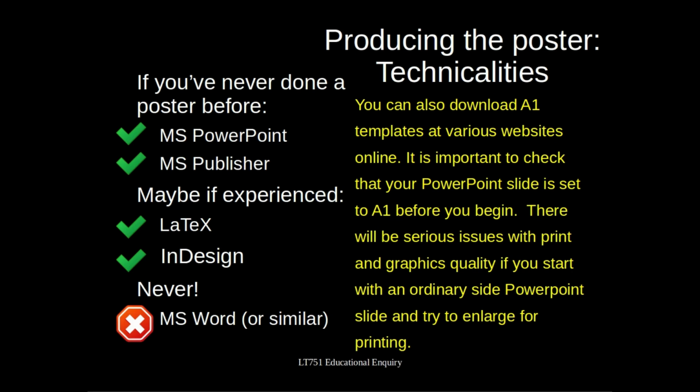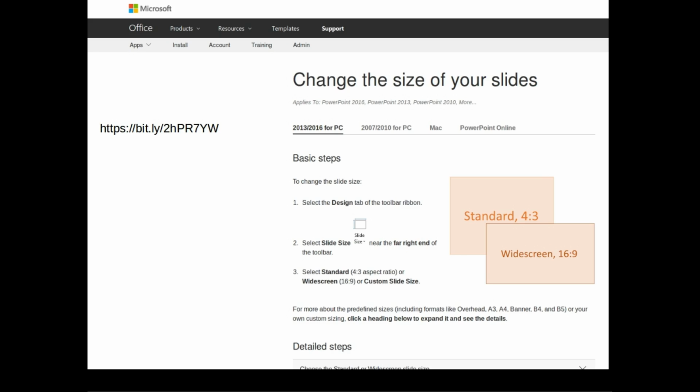You could use a specialist design software such as InDesign, and some participants who produce scientific or mathematical posters sometimes use LaTeX. If you have never made a poster on the computer before, then the simplest approach is probably to use a PowerPoint poster template. You can find details of how to change the size of your PowerPoint here, and you can also download A1 templates at various websites online.